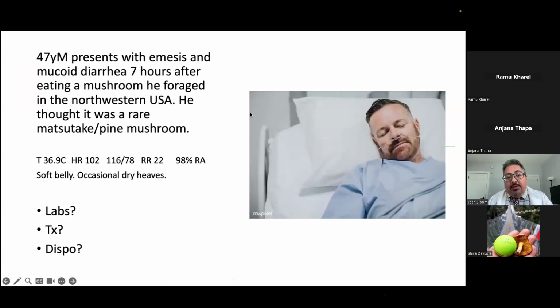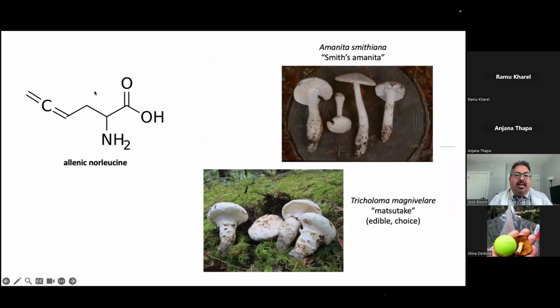So the next 2 cases are similar. Both of them are patients who experience kidney toxicity. Both of them were eating mushrooms in the northwestern United States. So this person experienced diarrhea 7 hours after eating a mushroom, and then developed an acute kidney injury. And this is a patient who ate Amanita smithiana, which is the mushroom on the top right.